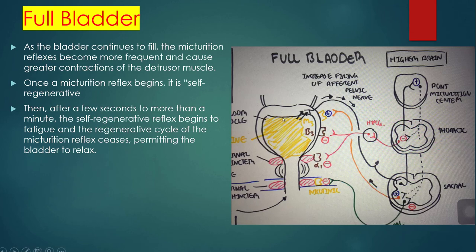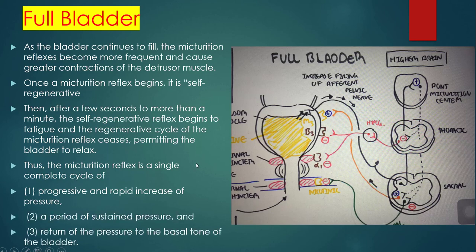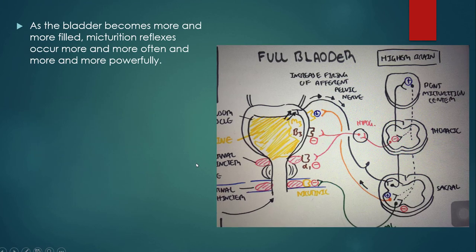The micturition reflex is a single complex cycle: progressive and rapid increase of the sustained pressure and the return of pressure to the basal tone of the bladder. In this case, when the urine is not passed, the micturition reflex occurs again and again in these three patterns. As the bladder becomes more and more filled, the micturition reflex occurs more and more often and more powerfully.